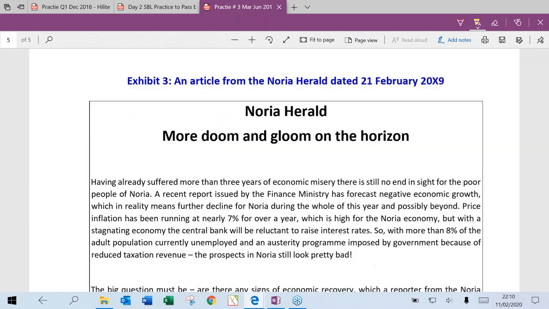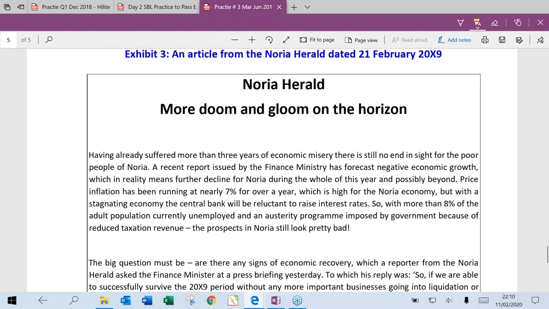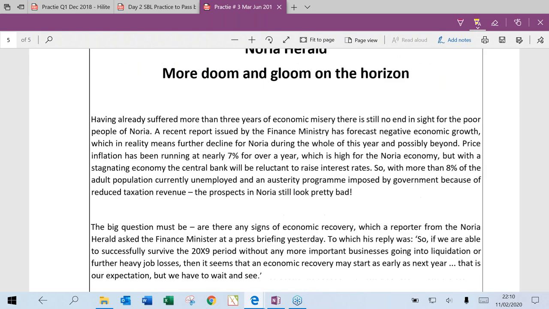What about exhibit 3? An article from the Noria Herald, 'More doom and gloom'. Okay, this looks more relevant. Having already suffered for more than 3 years of economic misery, there is still no end in sight for the poor people of Noria. A recent report issued by the finance ministry has forecast negative economic growth, which in reality means further decline for Noria during the whole of this year and possibly beyond. Oh my god, so the future is also negative growth.